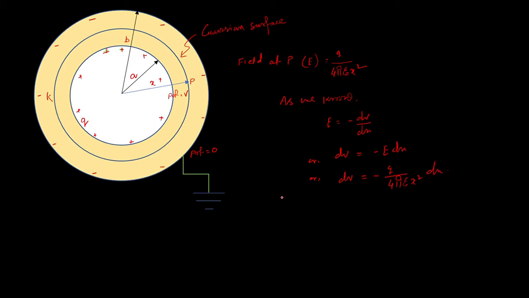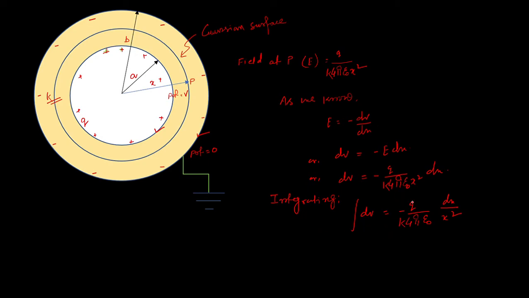So to get the net potential difference between the two spheres, we will simply integrate the above expression. On integrating, keeping the constants outside the integration on the right hand side, what we get is dx by x square. And obviously there is a k, since the dielectric constant of the medium between the spheres is k. So here k will be in the denominator everywhere.